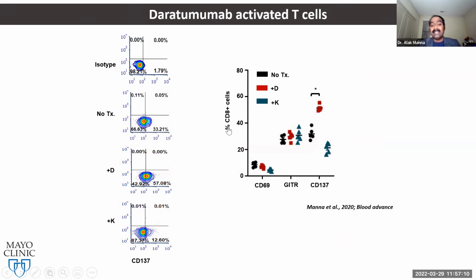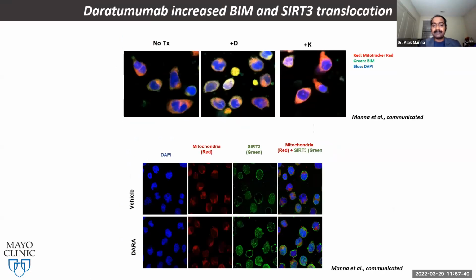When you treat those cells, daratumumab activates the CD8 positive T cells, and we measured CD69, GITR, and CD137. If you see the red dots versus the black dots, daratumumab gives significant CD137 expression, but there is no change in the other activation markers. So we found that CD137-mediated activation is induced by daratumumab.